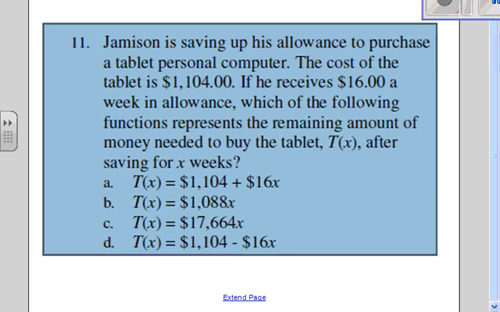But give it a try. Remember, do numbers first so that you can start to see the pattern, and do the x last. It'll make it much easier.